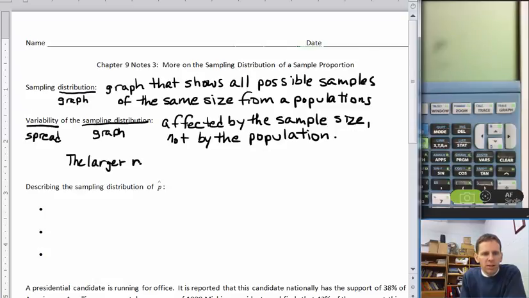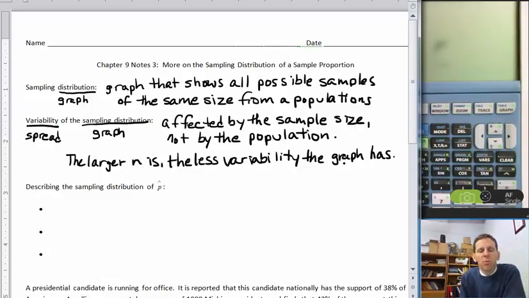The larger n is, the less variability the graph has. Now, in regards to describing the sampling distribution, we're talking about SOX again: shape, outlier, center, and spread. We're going to be focusing this time on shape, center, and spread, and not on outliers.